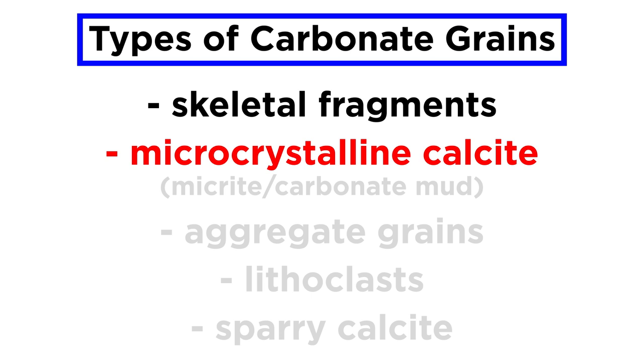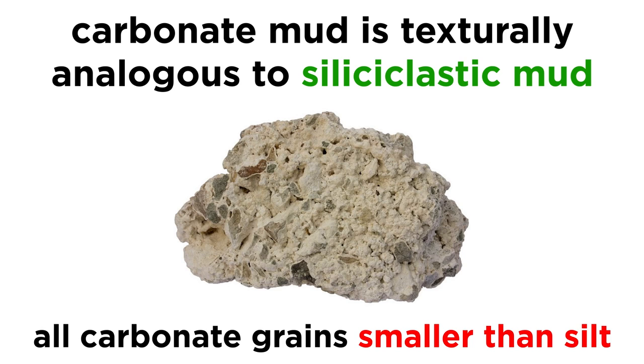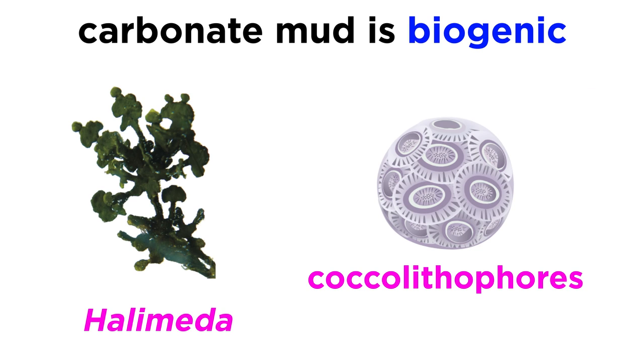Next, there is microcrystalline calcite, also called micrite or carbonate mud. It is texturally analogous to siliciclastic mud, making up the matrix fraction of the rock, and encompassing all carbonate grains smaller than silt. Most carbonate mud in the geologic record is probably biogenic, mainly being composed of broken down calcareous algae such as halimeda, and protist exoskeletons such as coccolithophores.